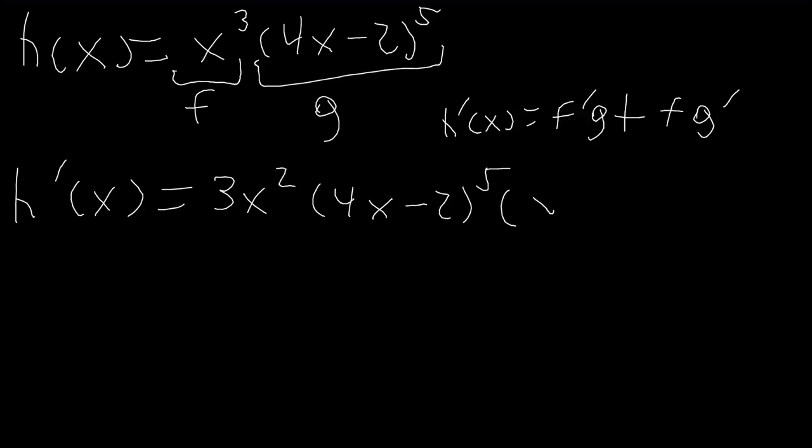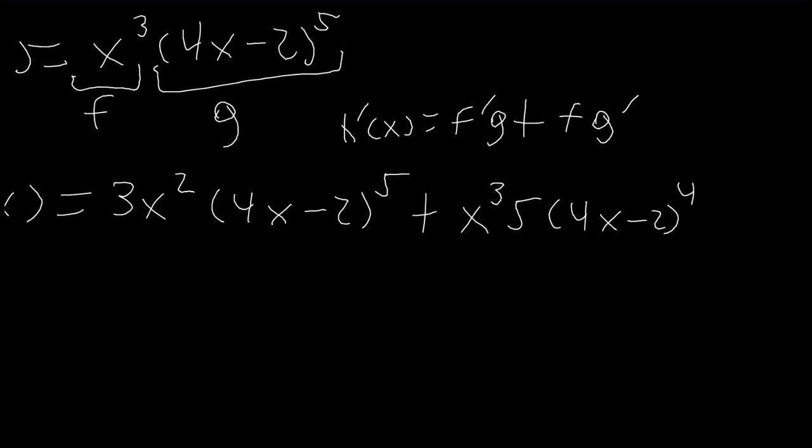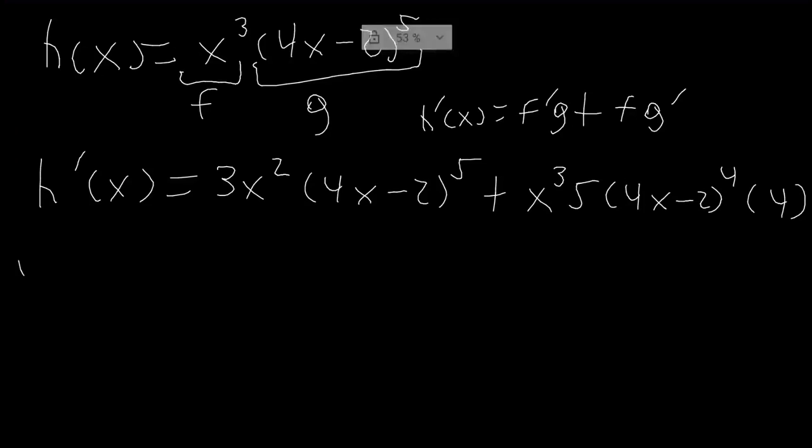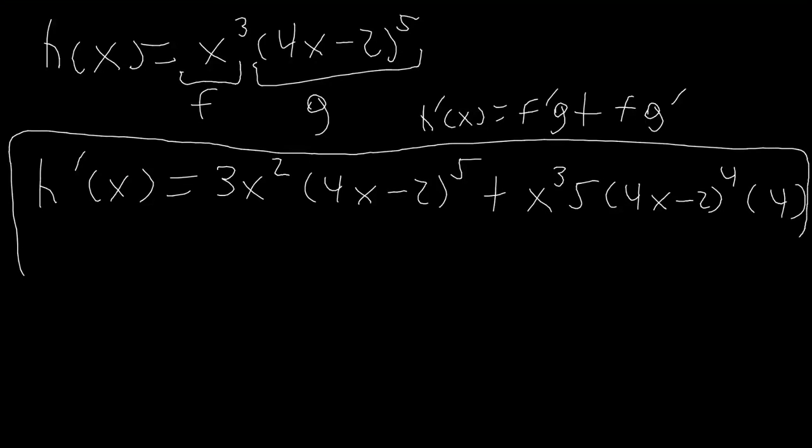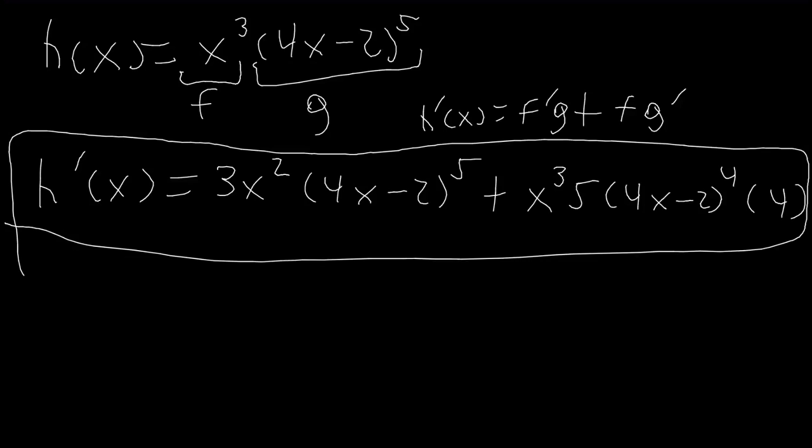Now f is the same, so it's x cubed. And then g prime we have to use the chain rule for, so we're combining the product rule and the chain rule. So 4x minus 2 is the inner function, so we differentiate the outside, and we're going to have 5 times (4x minus 2) to the power of 4 times the derivative of the inside, which is just 4. And that's going to be our answer. You could simplify this a bit, but that's not really necessary. This is the derivative.